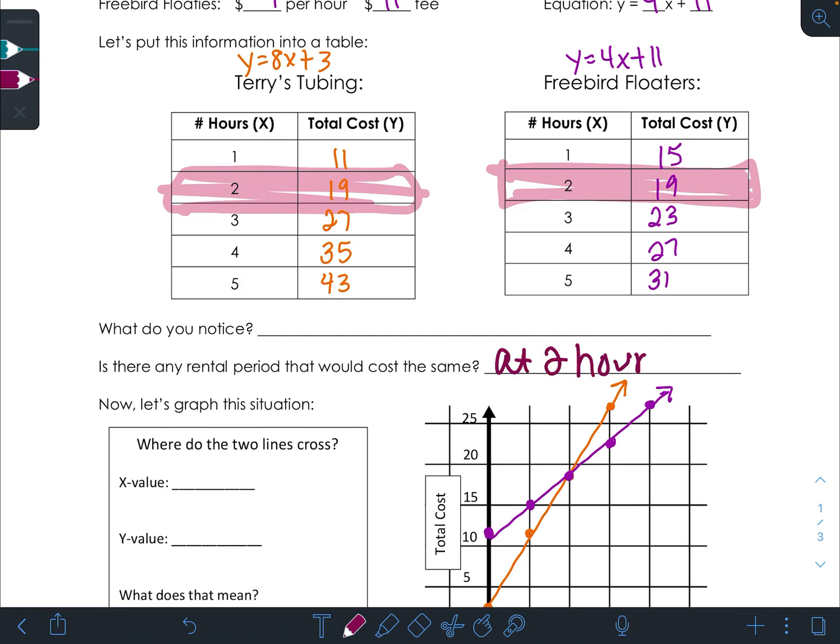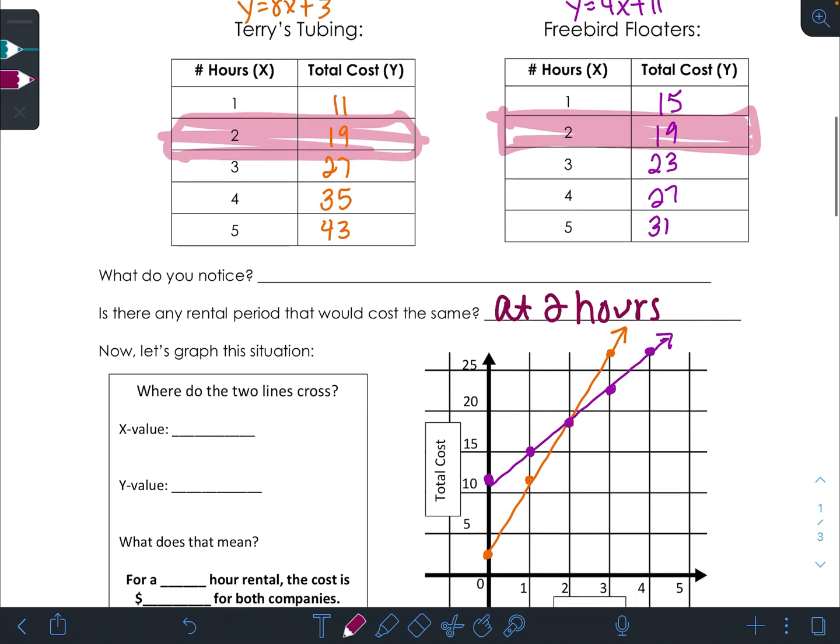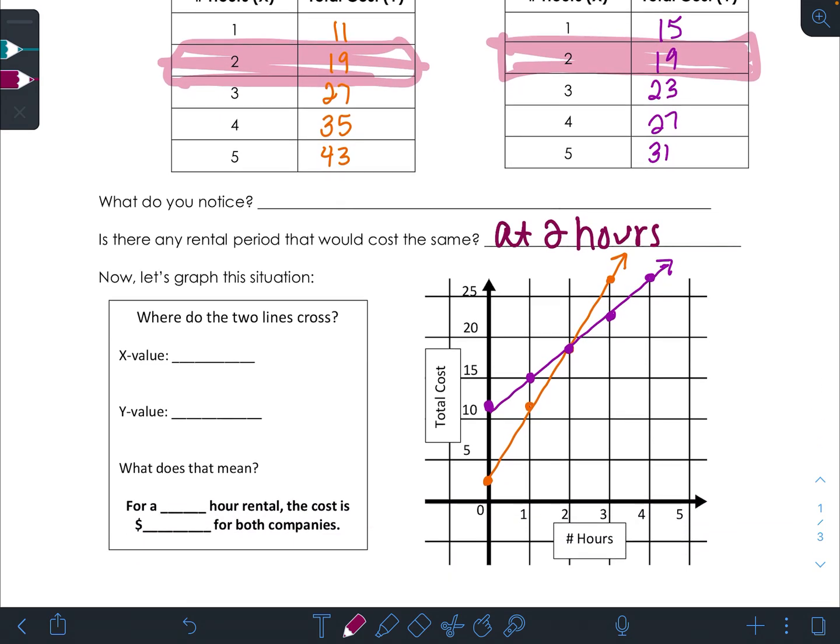Now, you don't have to print this out or try and figure out a way to do this. The real reality of this is you just being able to look at this and seeing when the two things cross. So we graphed it, and we want to know when they cross. The X value of when they cross is at 2, and that is represented by hours. And the Y value is 19, and that is our cost. So basically that is saying that for a 2-hour rental, the cost is $19 for both companies. Really, that is all that you're being asked to do on this.